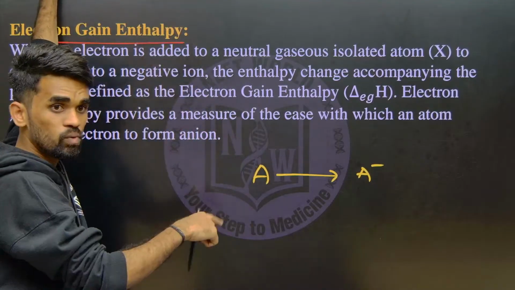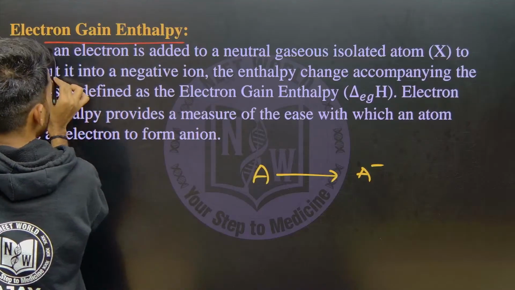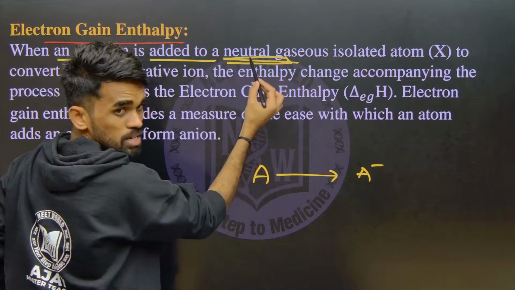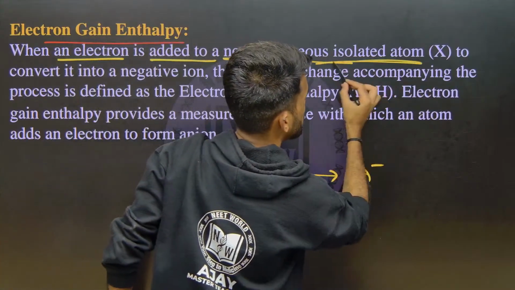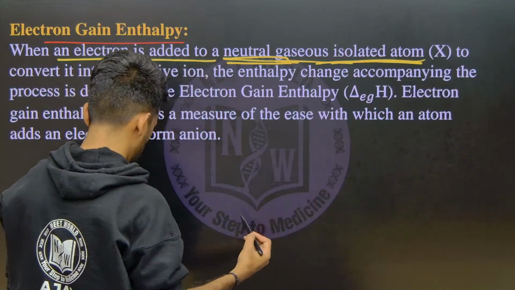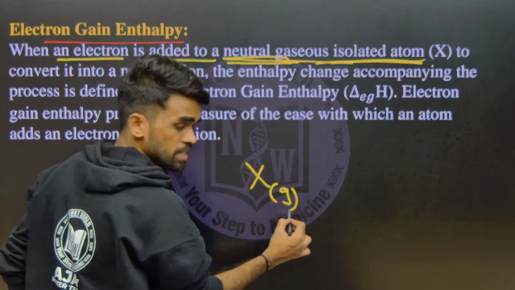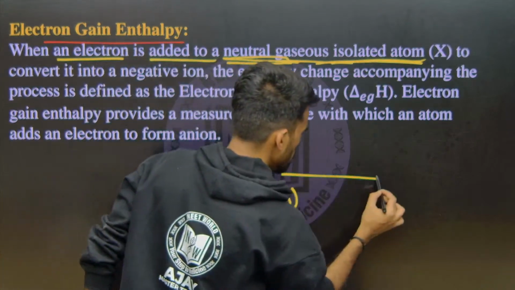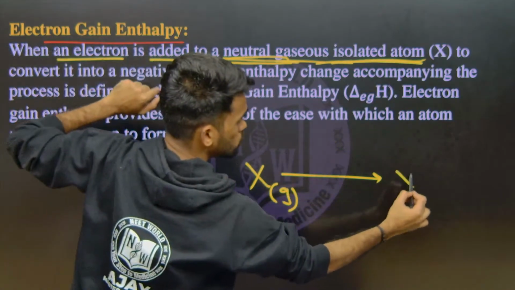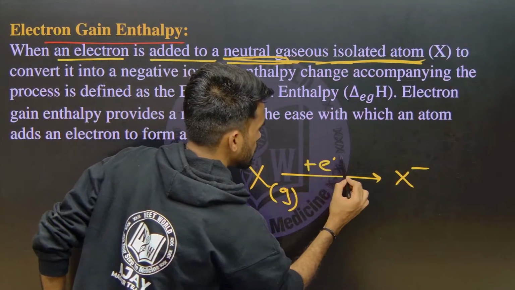Again, whatever definition you have seen, similarly you have to take here. When an electron is added to a neutral, gaseous, isolated atom, let us say X, X is a neutral and gaseous isolated atom. To convert it into an anion, the conversion takes place by addition of one electron.